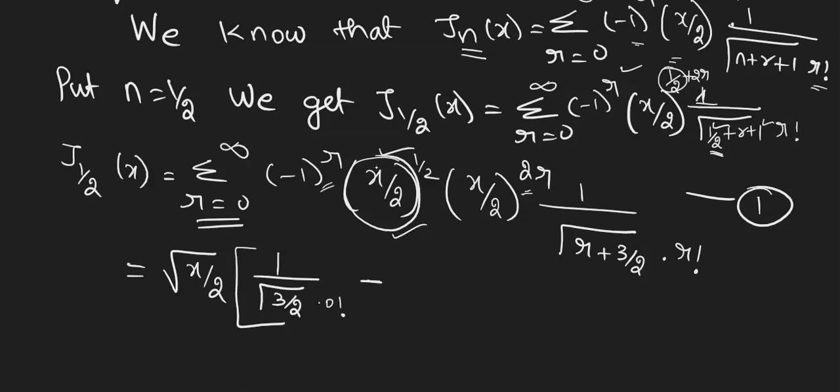The second term is minus. Why? Because now I am going to substitute r as 1, so (minus 1) power 1 is minus. Then (x by 2) power 2 into r, that is 2 into 1, that is 2 itself, by gamma of 1 plus 3 by 2 into 1 factorial. 1 factorial is also 1. So gamma of 1 plus 3 by 2 is nothing but 5 by 2.